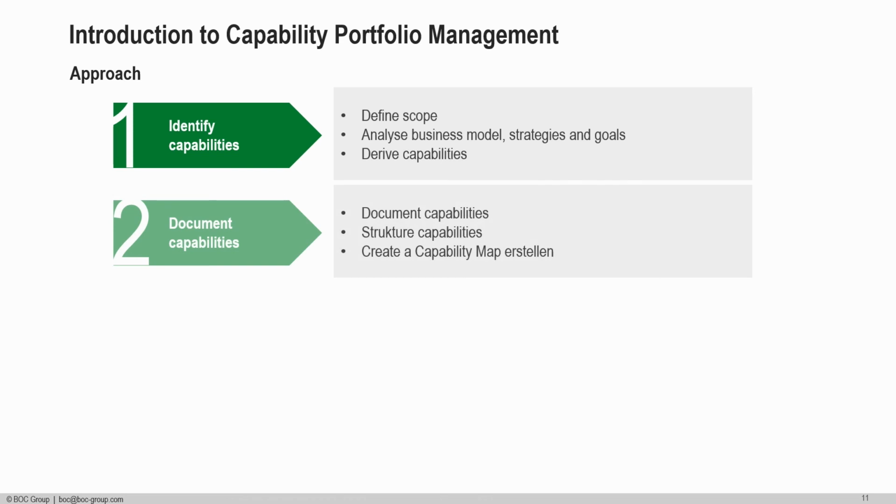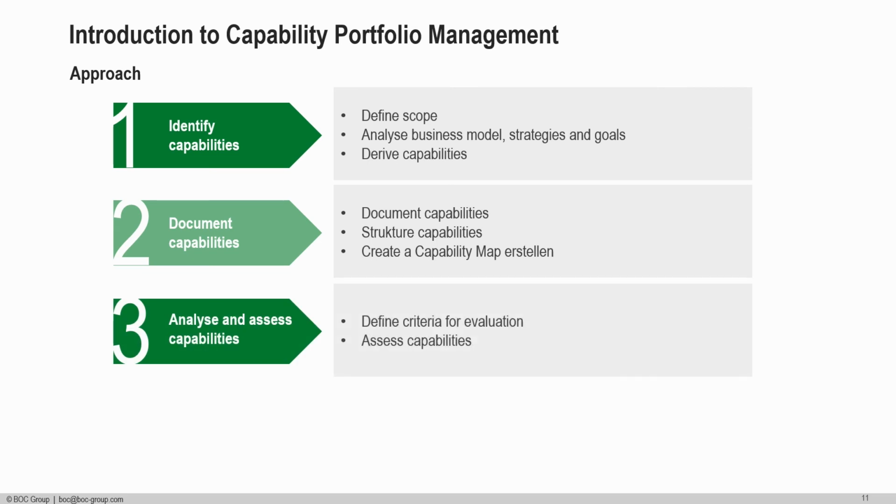Second step is documenting these capabilities. So in order to have a clear overview of each of our capabilities, it can be useful to create a company map where we can see how those capabilities that we documented are connected to each other, if they interact, and to just see the structure of the capabilities.